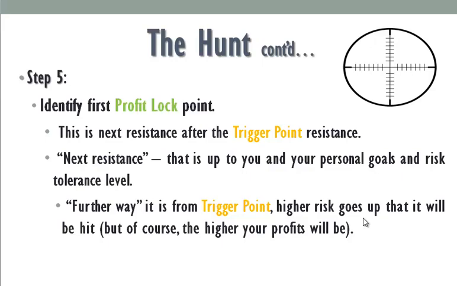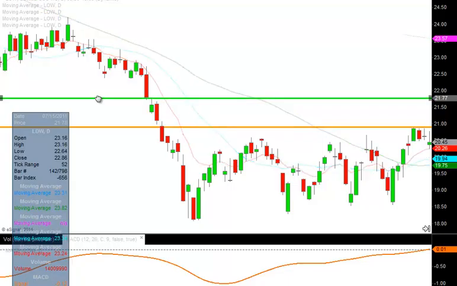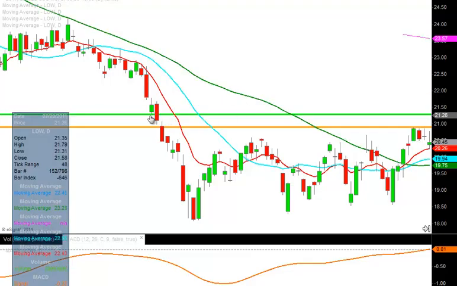So let's get our first profit lock point. For this, being that it's usually a shorter term profit lock point, I'd do it right around here. You can see that this was an area of support at one time, and now that the price is below it, it is a level of resistance. So my first profit lock point would be right here around the 2131 area.